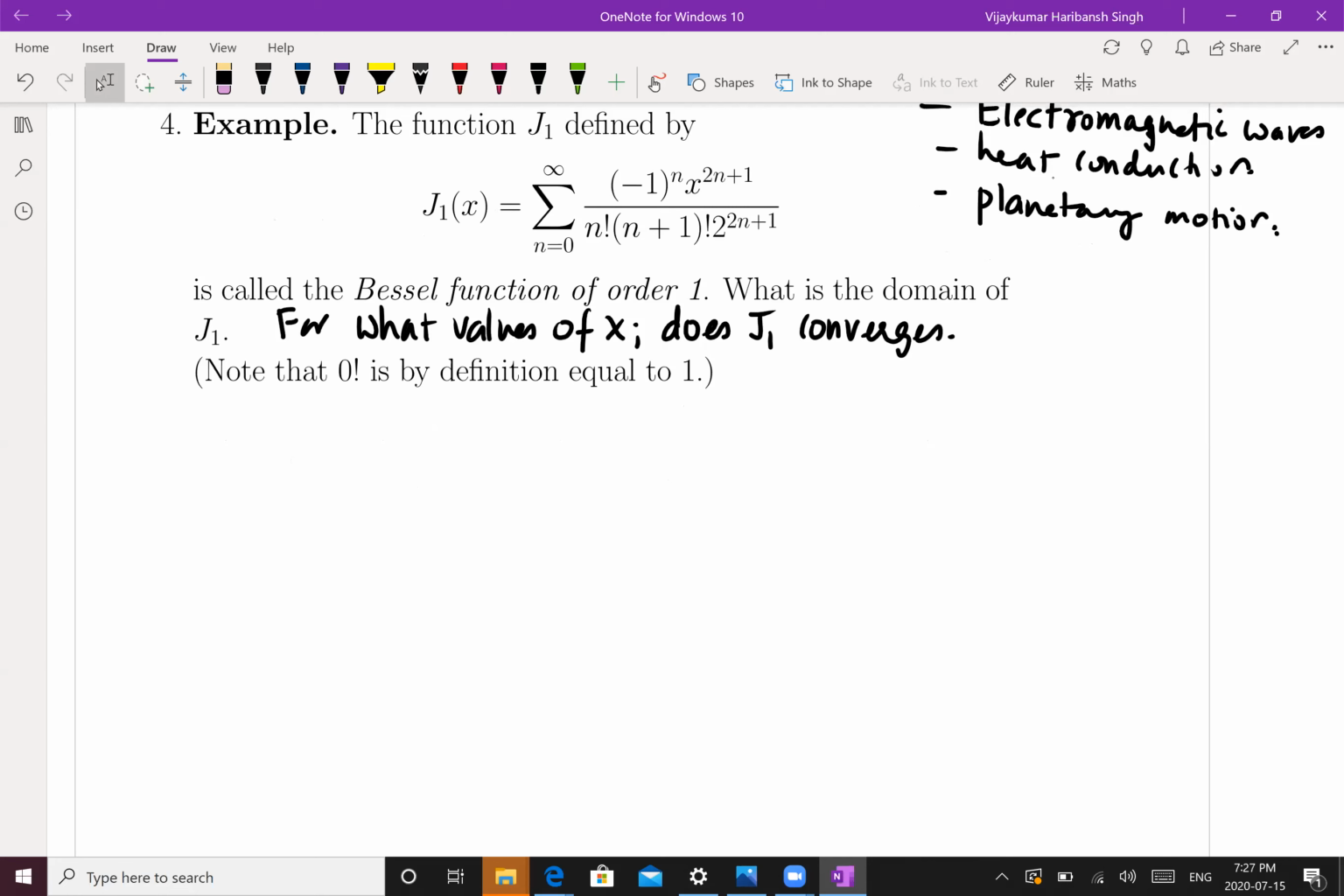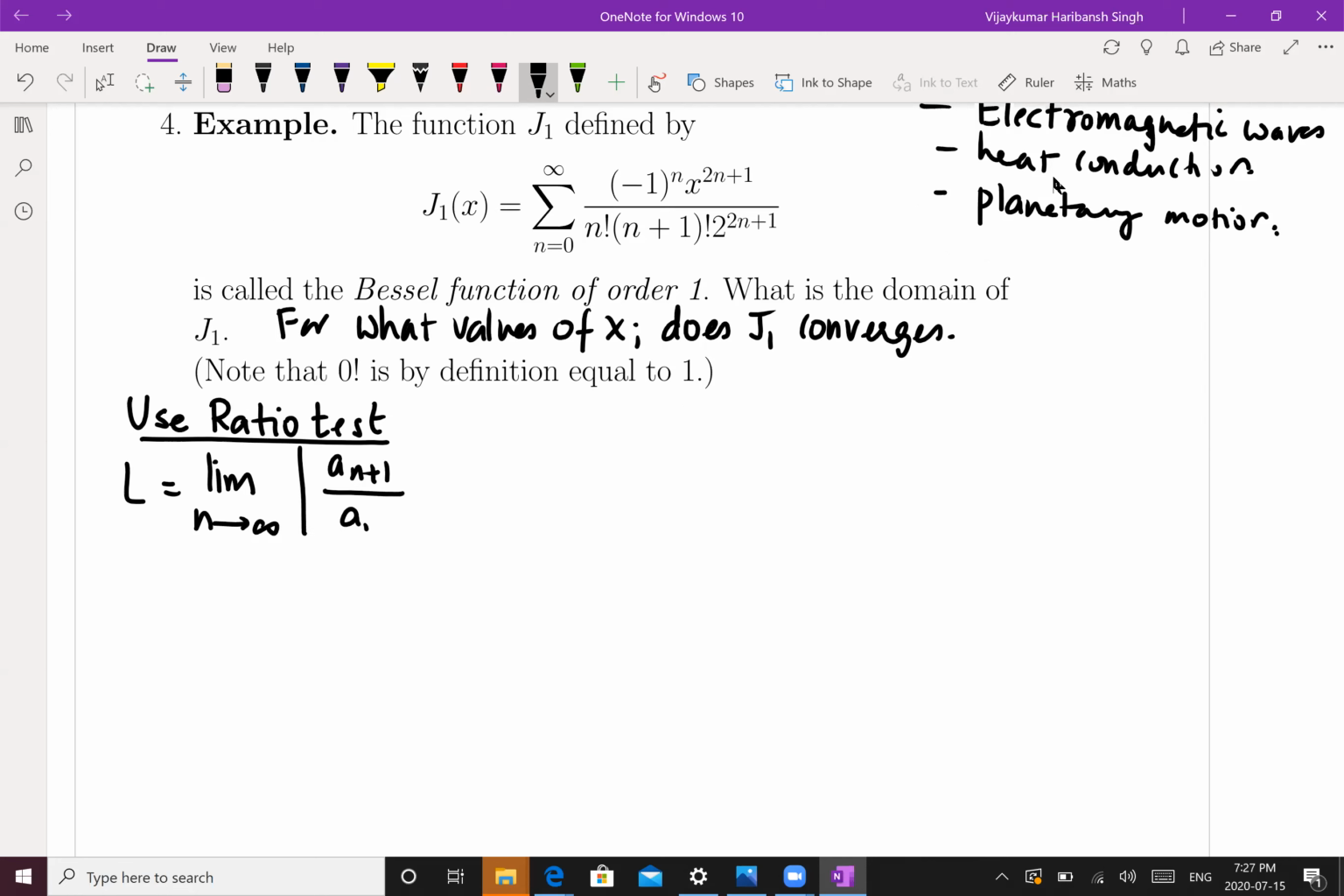So again, we'll use ratio test. So again, we have L equals to limit as n goes to infinity, a n plus 1 upon a n. Note that you can also use root test, but in this case, root test may be slightly more involved. It will not be as straightforward as ratio test, right? So these are the two tests we usually use, but we are going to use ratio test here.